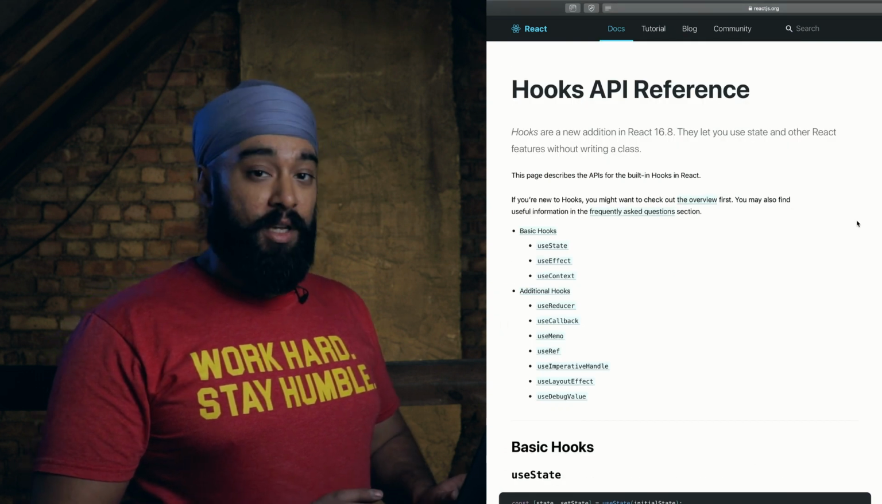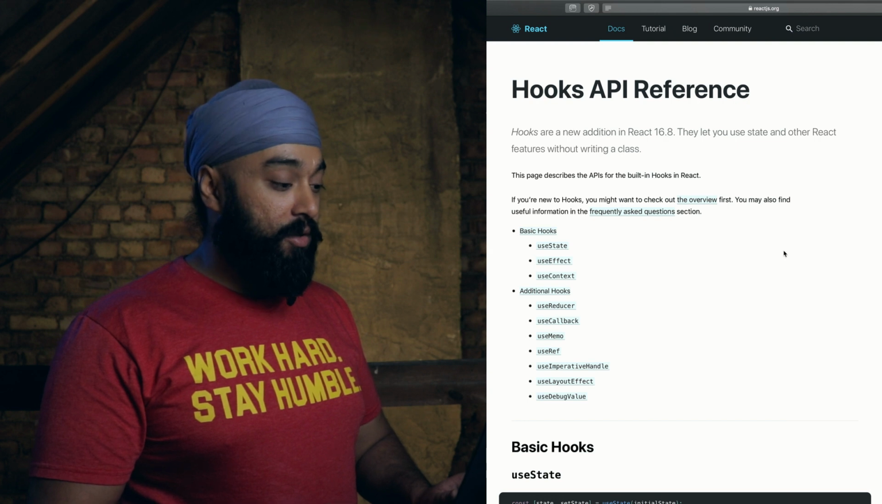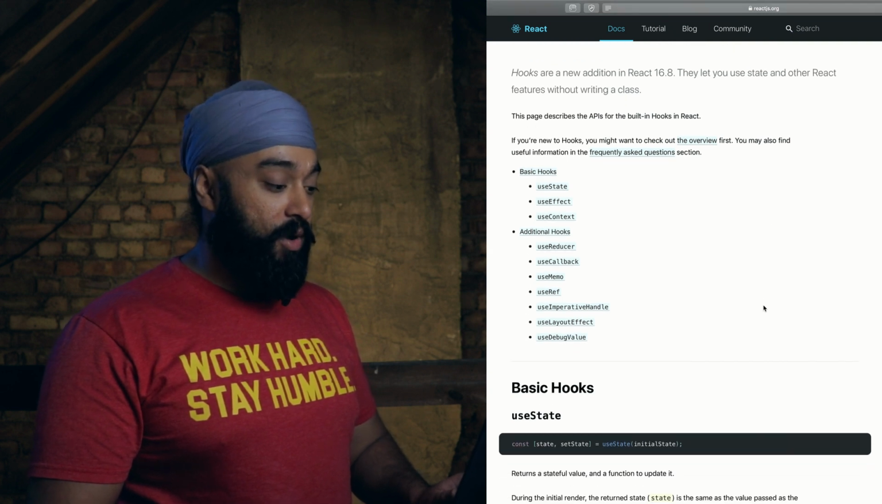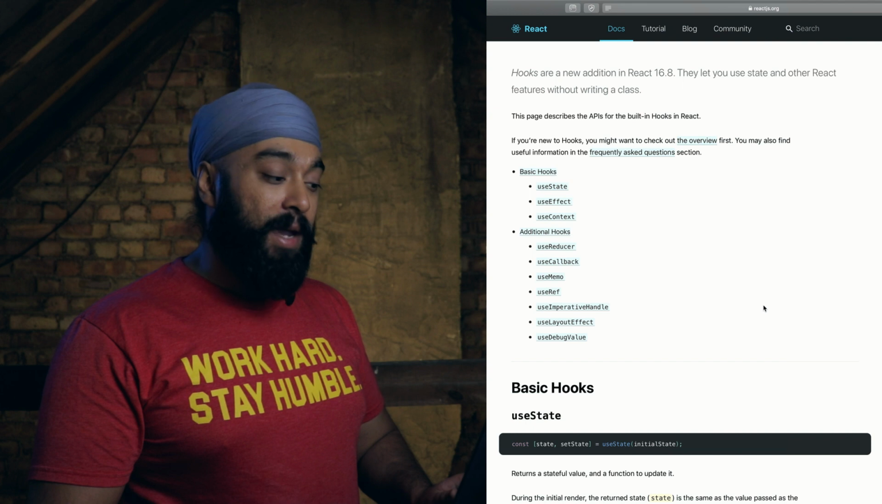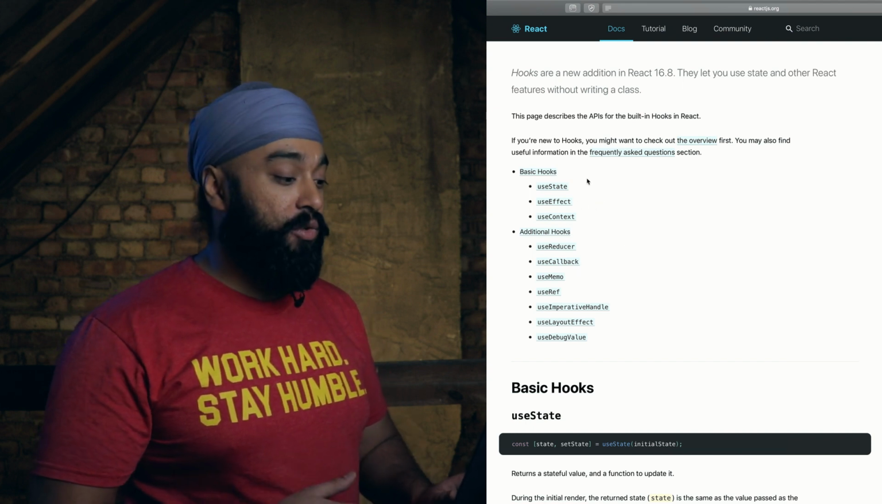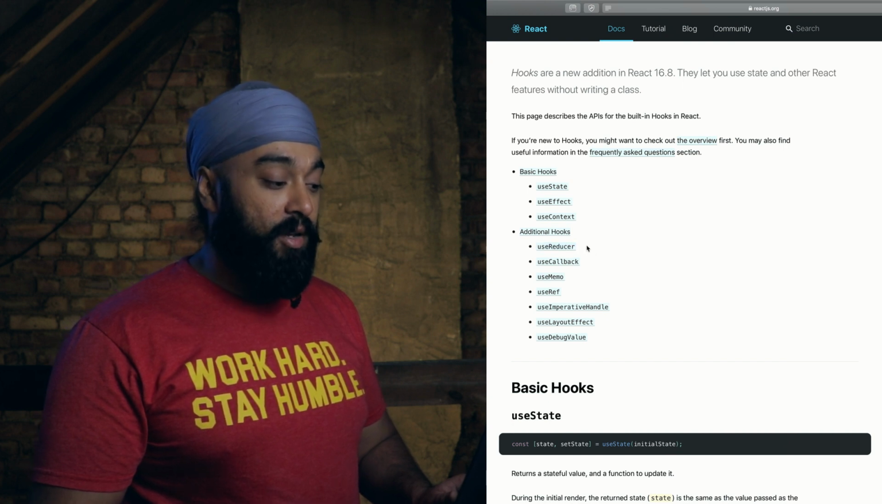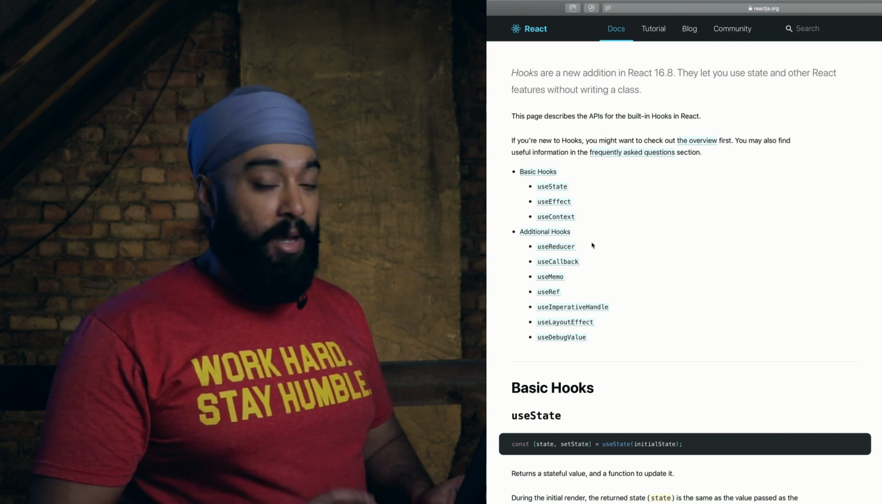So I'll be doing a series of videos on all the different hooks. We've got, as you can see on the screen here, quite a few new hooks. The main ones, or the basic ones, are useState, useEffect, and useContext. Another one that is not basic but is going to be highly used, and I think it's a really good one, is useReducer. Now, don't panic just yet.